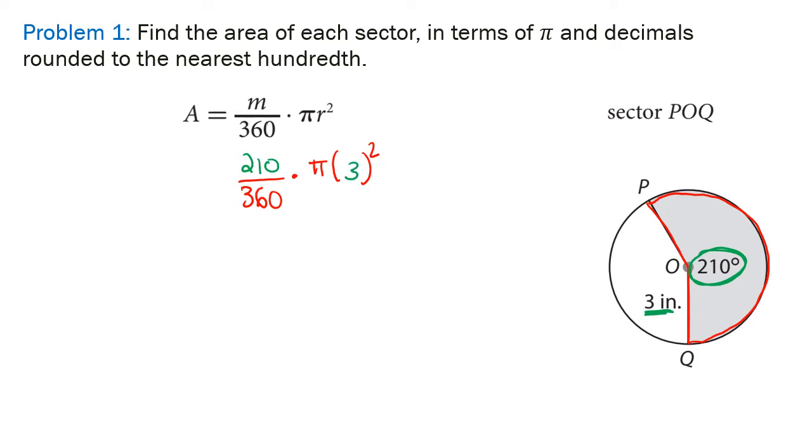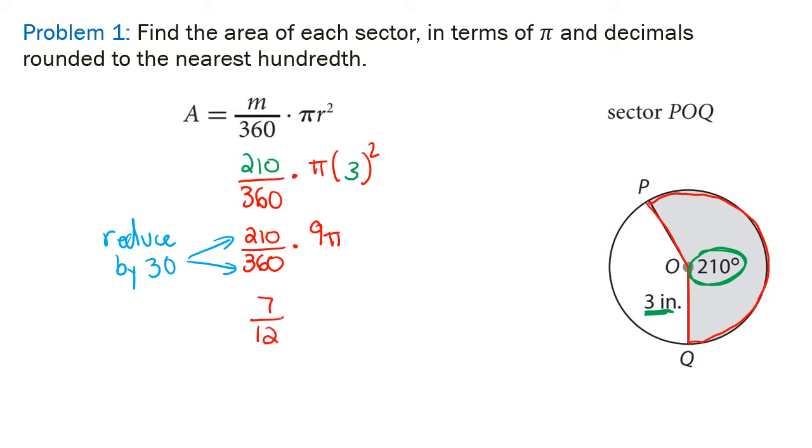So we will then have 210 over 360 times 9 pi. We get 9 from going 3 squared, that's 3 times 3. Now we have this big old fraction that we want to reduce. So we're going to divide the numerator and denominator by 30. When we do that, we're going to end up with 7 over 12 times 9 pi.